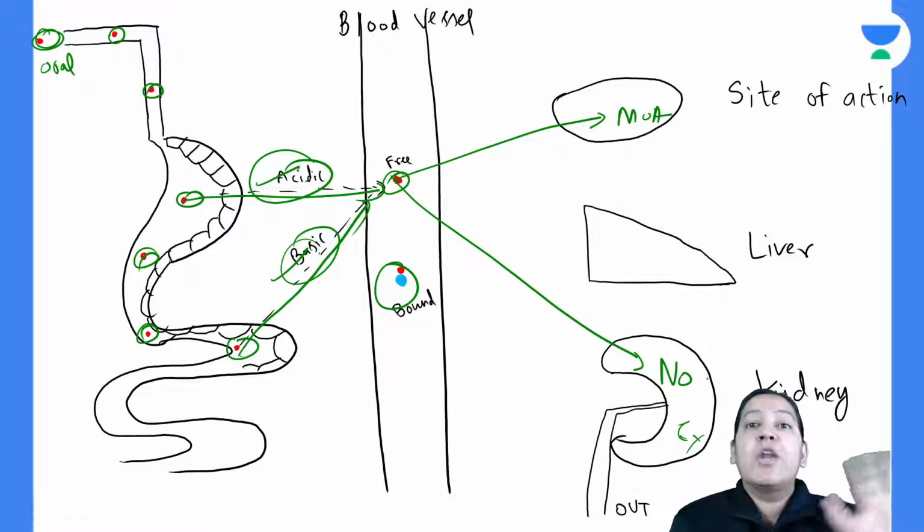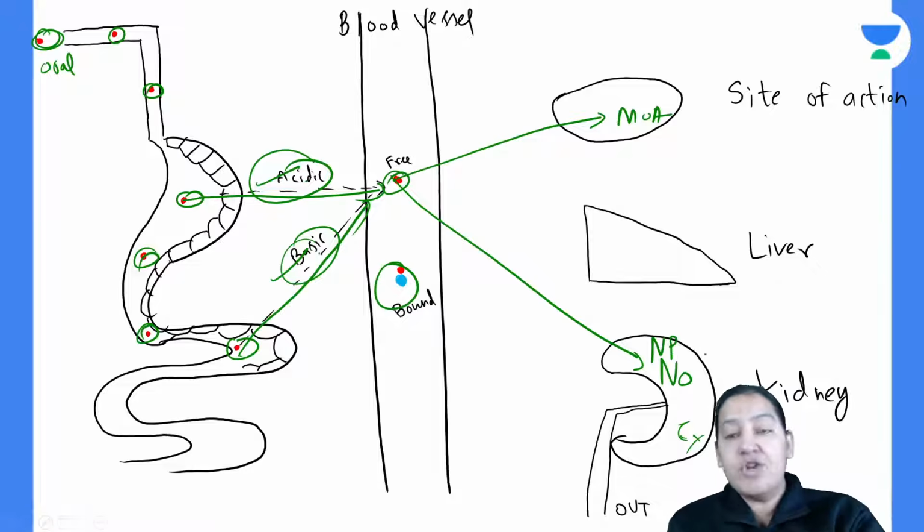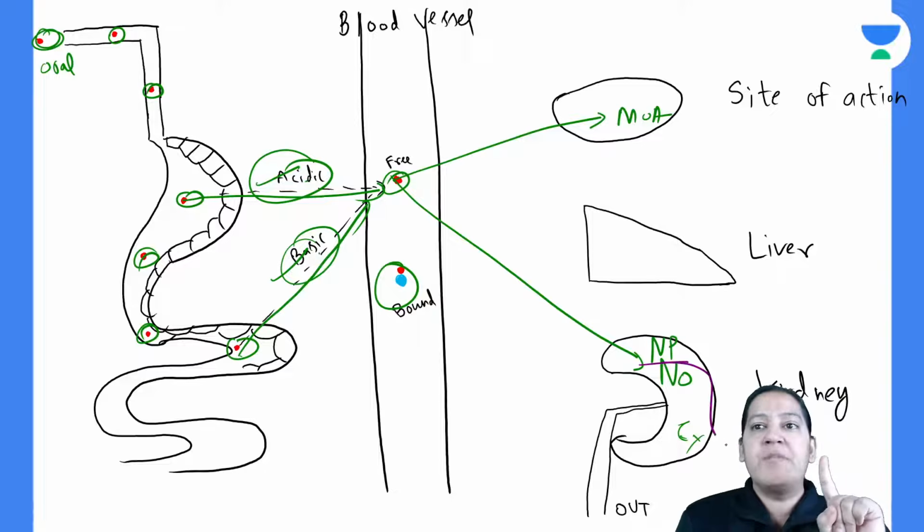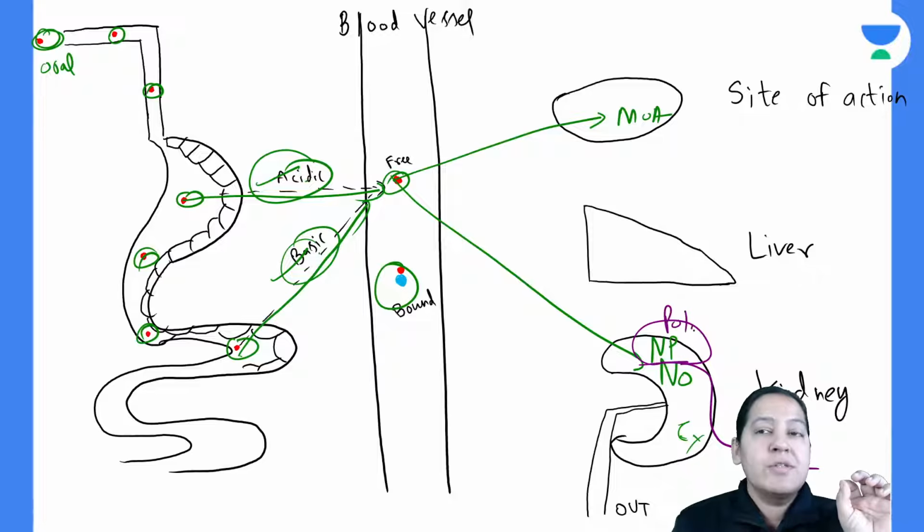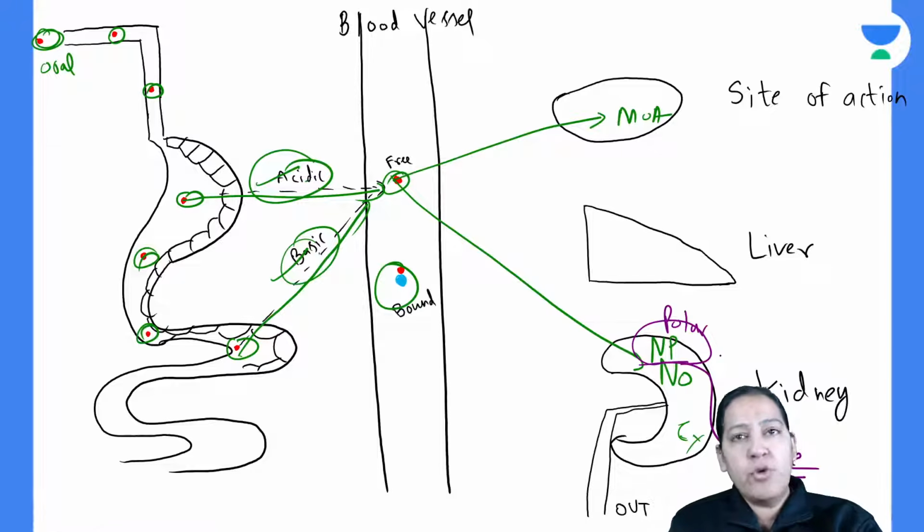The kidney says, no, I cannot excrete you because you are a non-polar drug. If you want me to excrete you, I have only one mechanism of excretion, via urine, and urine is water. If you want to get excreted in the urine, you have to be polar, you have to be water soluble. So what will the drug do now?